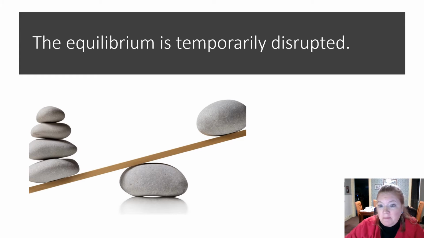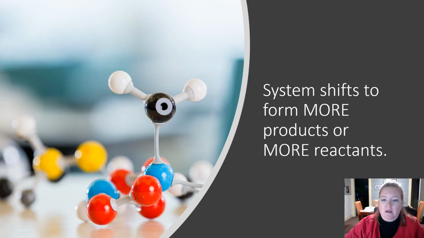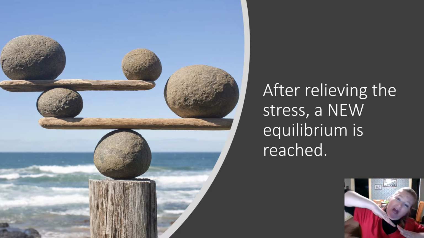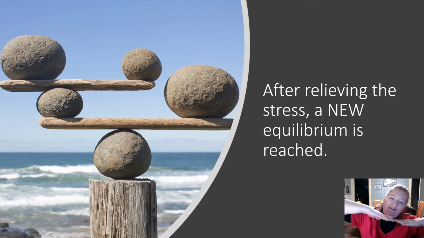To see what happens with Le Châtelier's principle, we need to disrupt the equilibrium. So things are out of balance. What happens? The system shifts to either form more products or more reactants. It's out of balance, so the system is going to adjust and then get a new equilibrium. So we're at equilibrium, stress, voila. Resolve the stress. Get to a new equilibrium.